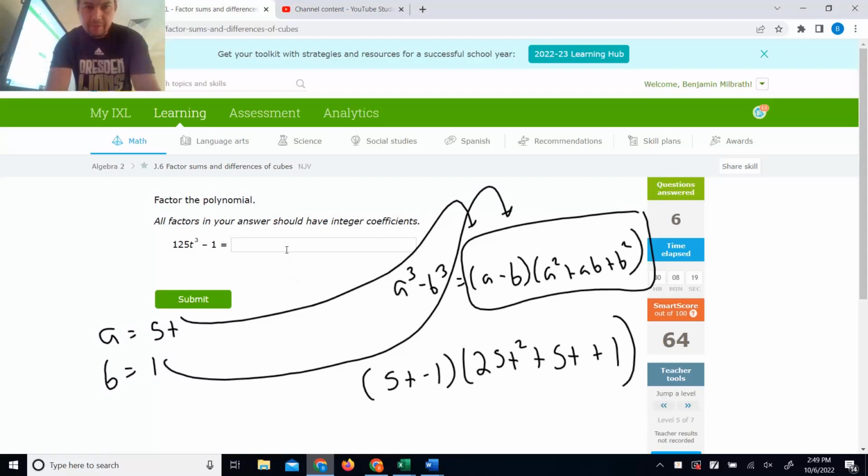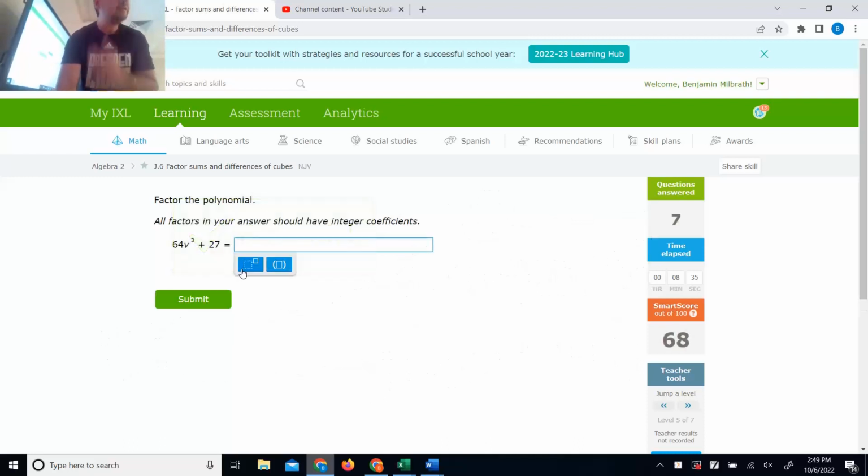The second piece, by the way, never, ever, ever factors. That was 5t minus 1, 25t to the second power, plus 5t, plus 1. There's actually more to this lesson. There's like the acronym SOAP and stuff to it, which I'll teach in class one day.